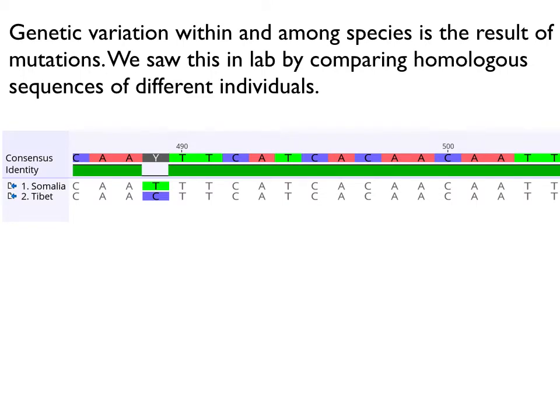Now, we've got lots of genetic variation within all populations, including our own. You saw this when you lined up DNA sequences, or you will see it if you haven't done Lab 7 yet. When you align DNA sequences from different individuals or different species, here I'm showing you two human individuals, the Somalian and the Tibetan, lining up their homologous gene sequences. You can see that there are 2 different alleles here where these 2 individuals differ in one particular nucleotide. But there are frequently many more than 2 alleles for any particular locus in a population.